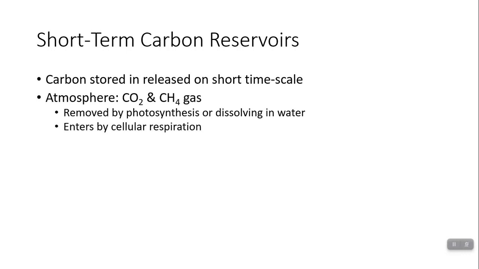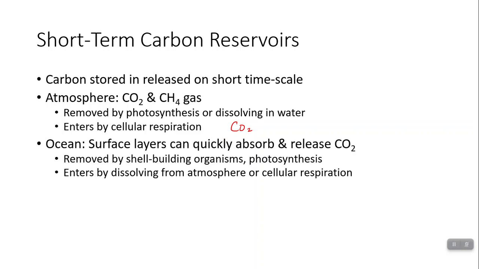So the obvious one is the atmosphere. We put carbon dioxide into and out of the air quite a bit. Plants take it in by photosynthesizing. It can dissolve in water, or it can be added to the atmosphere by cellular respiration, which is something every single organism does, and most of them are going to produce CO2, and we'll look at that reaction in more detail in a little bit. You also will have some methane that's released into the atmosphere as well.